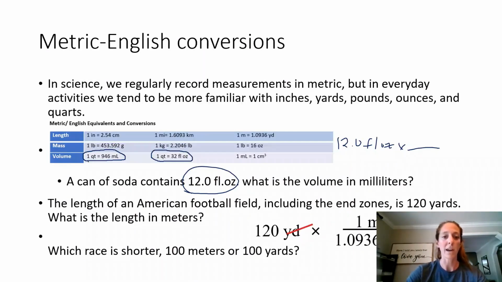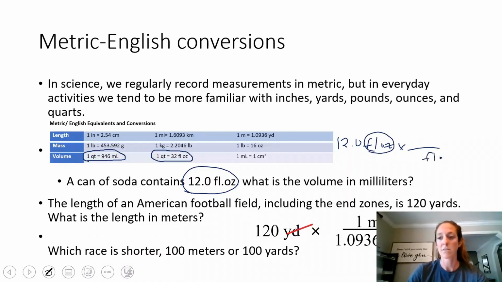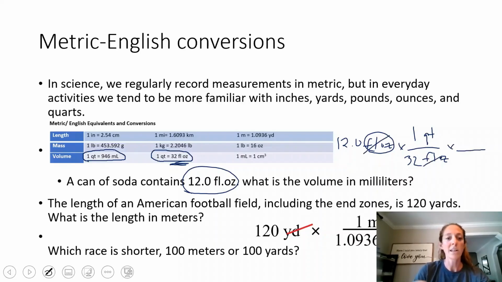So I need to set up and say, okay, fluid ounces and quarts, we're going to use that as my first one. What do I need on the top and the bottom? Well, if I'm starting with fluid ounces, I got to have my fluid ounces down here. And it tells me that 32 fluid ounces is equal to 1 quart. Okay, so that gets rid of my fluid ounces. Now I need to go from quarts to milliliters. What goes where as far as units? Well, I have quarts on top, so I got to have quarts on the bottom.